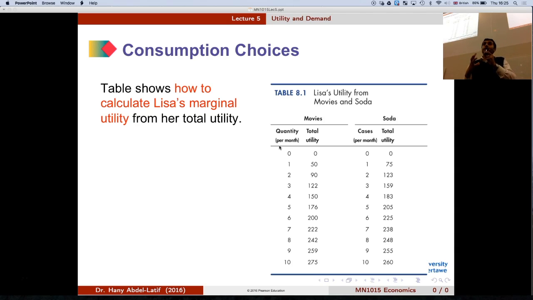So in total, the total utility she received is 90 units. So now she's happier than with just one movie. But what about the second one itself? You remember how much utility the first one gave her? It gave her 50 units, but only the second one gave her 40, because the first one is 50 and both together 90, so the second one is 40.